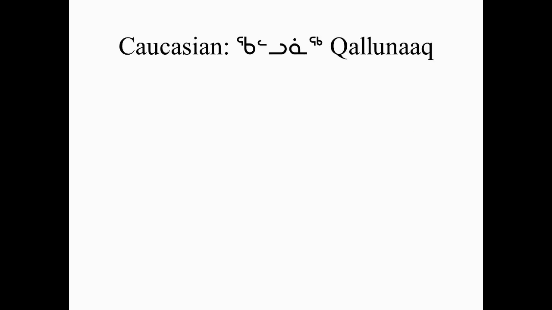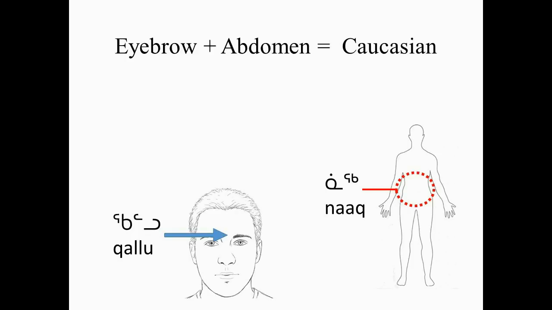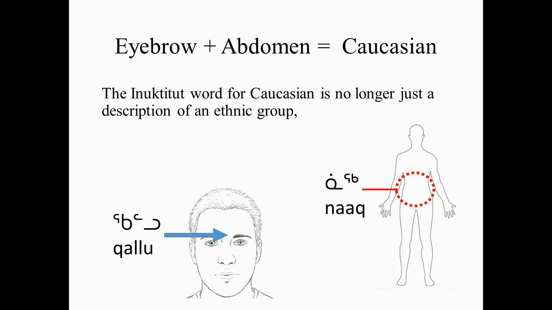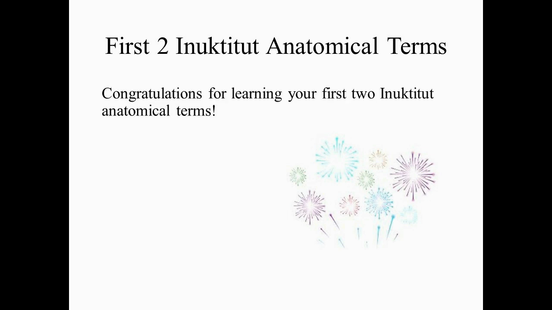Caucasian, kallunaq. Eyebrow, kallu, abdomen, naq. The Inuktitut word for Caucasians is no longer just a description of an ethnic group. It now contains two Inuktitut anatomical terms put together, kallu and naq, kallunaq. Congratulations for learning your first two anatomical terms. Are there any questions? Shall we move on?